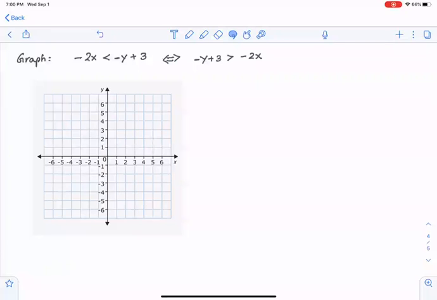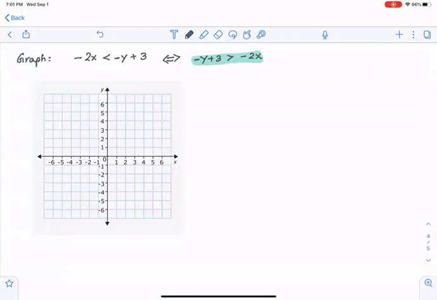Okay, so we have -2x less than minus y plus 3, which is the same as saying minus y plus 3 is greater than -2x. I'm writing it that way because most of us are familiar with seeing y on the left-hand side. That is the only reason why I wrote the original inequality in that form, because of familiarity. Most of us would like to see y on the left-hand side.